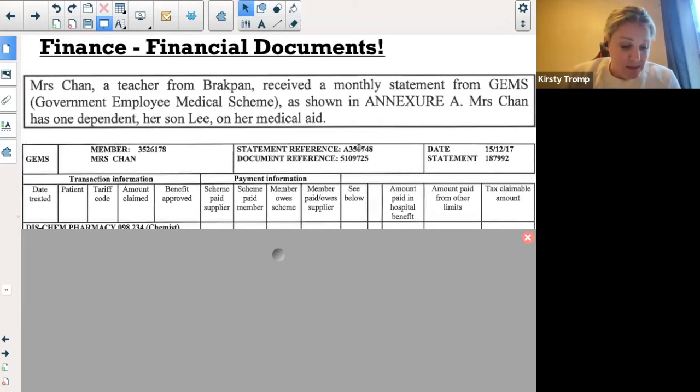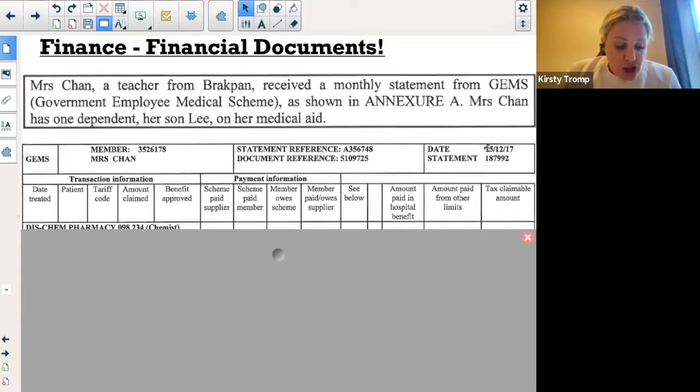So you'll see that the statement reference and the document reference are two different numbers, okay? That's not normally very important unless they ask you a theory-based question where they say, what's the statement reference? What's the document reference? All right.